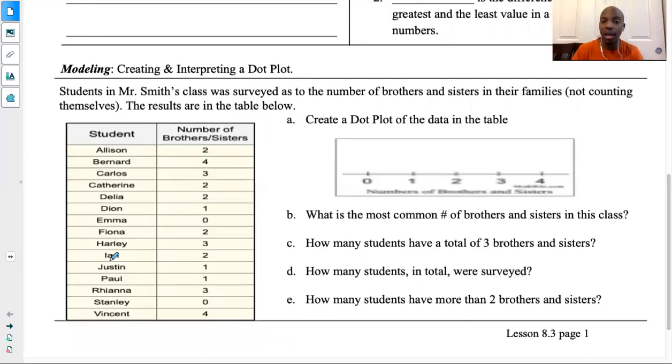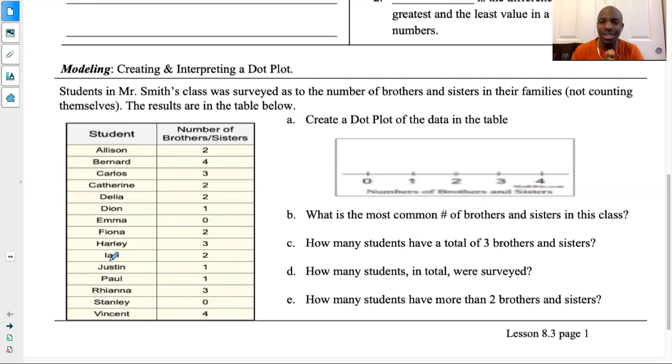So far, we looked at only just writing out numbers. We talked about population and sample, but now we're going to look at dot plots as well as a little bit of a table today, which you have seen tables, so they're not new to you. But I want to take this table and create a dot plot from it, okay? So Mrs. Smith's class was surveyed on the number of brothers or sisters in their families, not including themselves. The results are on the table. You can see that Allison said there were 2. Bernard said he had 4, Carlos had 3, Catherine had 2, and so on and so forth, all the way down to Vincent, who had 4 brothers and sisters.